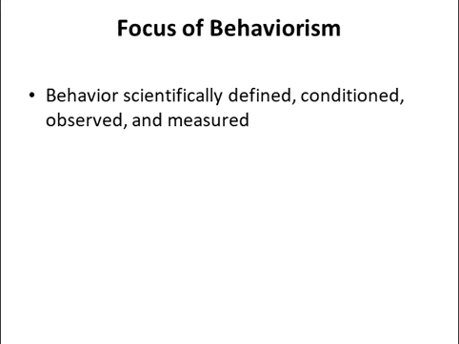Now, let's look a little bit at the schools of psychology, the schools of thought of psychology. In chapter 1, we talked about a variety of things. We talked about the historical foundations of psychology, from structuralism to functionalism, okay? And then we started focusing on the major movements in psychology, of which behaviorism was one. There'll be a whole other chapter on this a little bit later that will focus on behavioristic ideas. So behavior, scientifically defined, conditioned, observed, and measured.